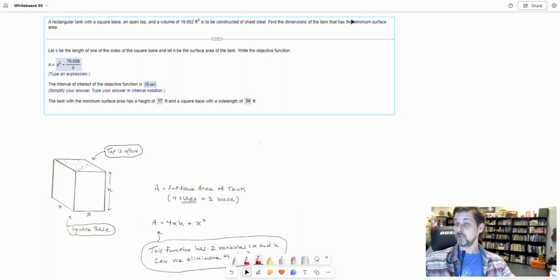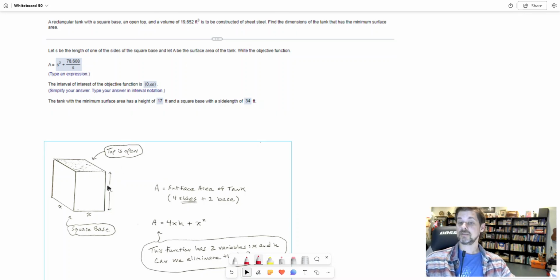It wasn't told to me how tall this box is, so I'll just call the height h. h is how tall it is. That's the length of this edge or this edge or this edge. They're all h. Okay, so I did my labeling. I put x and h because I don't know what those numbers are. They weren't given to me. And that's what we do when we don't have something.